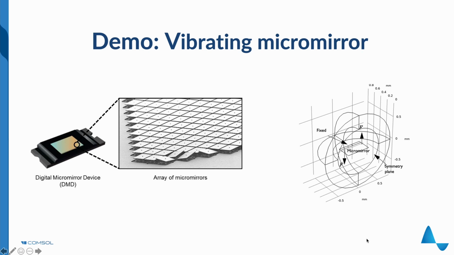Okay, so let's have a look at today's model. So we are looking into so-called digital micromirror device, which contains tiny, very small mirrors connected to each other. It can be used in projectors and in various applications. And we would like to use this in our model in a simplified manner.